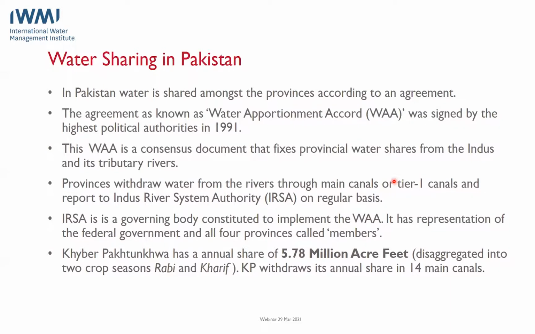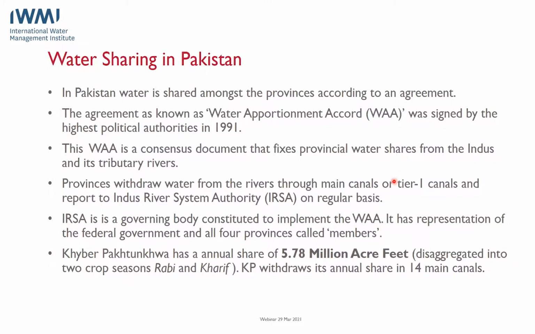So in March 1991, exactly 30 years ago, the provinces signed a water apportionment accord. This is a document which was signed by the highest political authorities of all the 4 provinces. As a result of this accord, a governing body called the Indus River System Authority was established, which takes care of distributing the waters from the Indus River and its tributaries amongst the provinces.